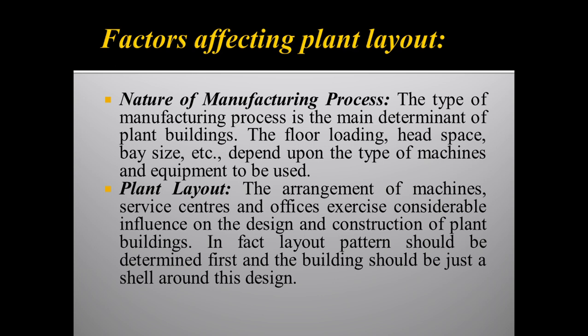If we are talking about plant layout, it can also be said as the factors affecting the factory building. First is the nature of manufacturing process. The type of manufacturing process is the main determinant of plant buildings. The floor loading, head space, bay size, etc. depend upon the type of machines and equipment to be used.